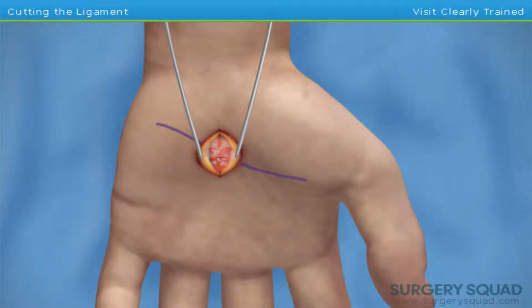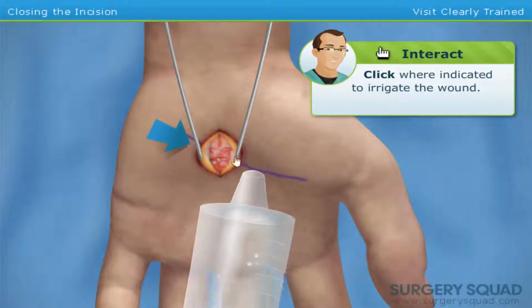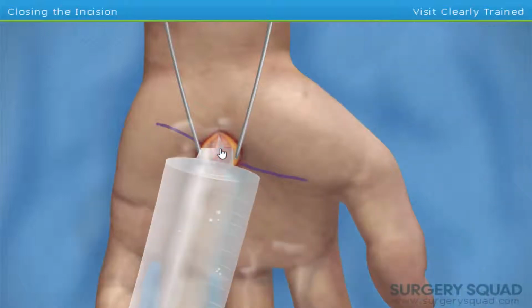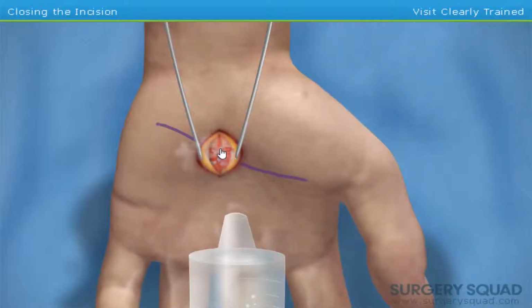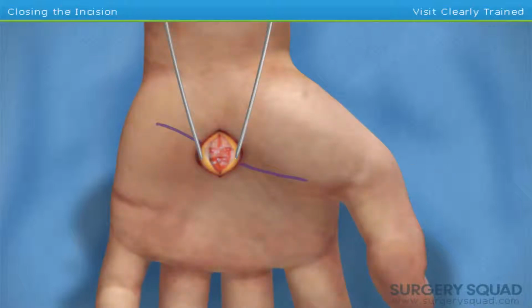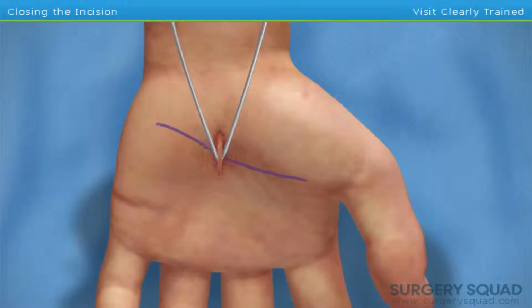Perfect! With the transverse carpal ligament cut, the median nerve is no longer inflamed. Now we can begin to clean and close the incision. Go ahead and irrigate the wound. When you're finished, I'll release the tourniquet, allowing blood to flow back into the hand. Great! Now you'll close the wound using non-absorbable sutures.